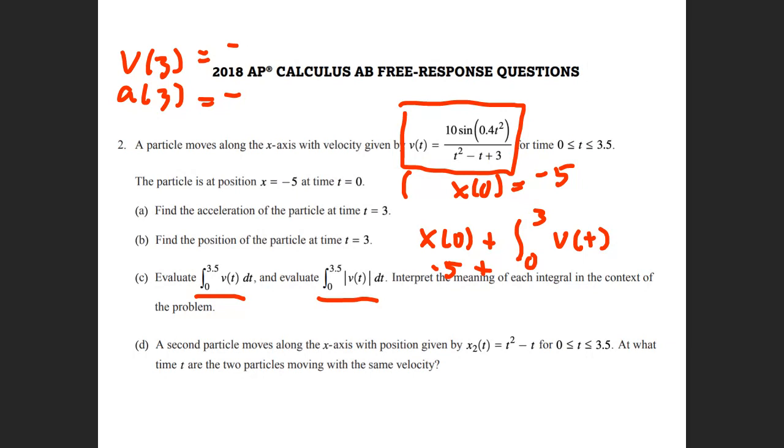All right, now, part D. This is the hard one, okay? They usually start off easy, get a little bit tougher, a little bit tougher. Part D says a second particle moves along the x-axis with a position of t squared minus t between 0 and 3.5. At what time t are the two particles moving with the same velocity? Okay, how do you think you're going to figure that out?